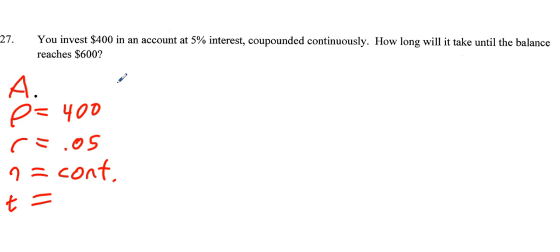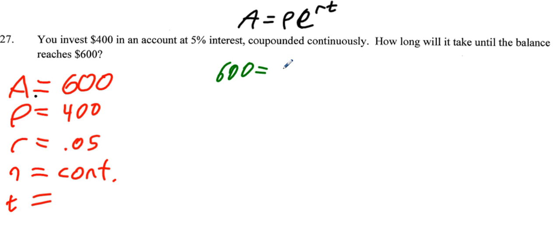That's what we're solving for, the balance to reach 600. That's A. So plug it into the formula. A equals P. Since it's continuous, that's P e to the RT. So plug in A, that's 600. Plug in P, that's 400. e to the 0.05 T, and solve for T.